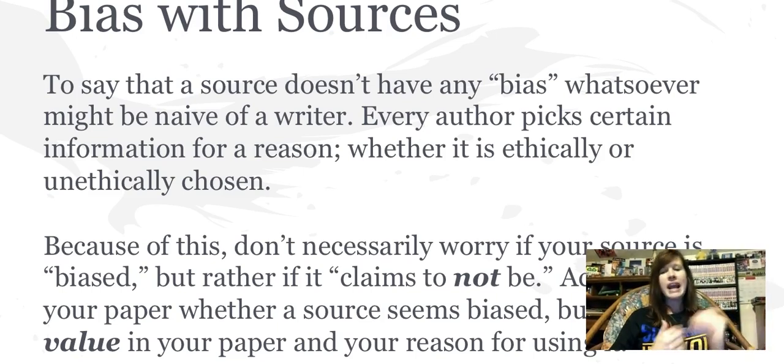in 121 and 122, and with 121, this is usually around the time we get to argument and persuasion. And in those types of papers, or a straightforward research paper, you don't really want bias. You want it to be factual, objective information. Here's the thing. We're in English 122.